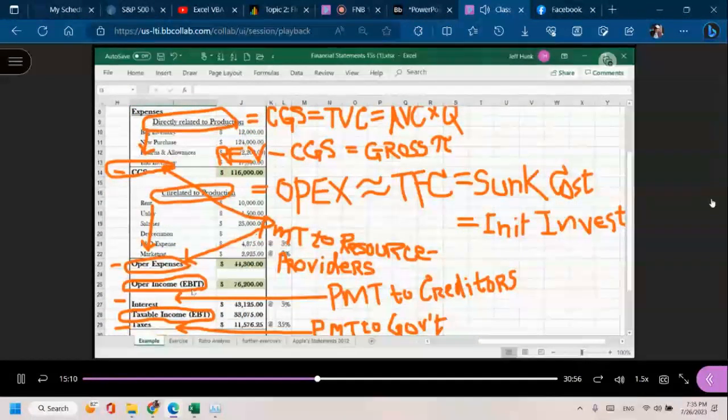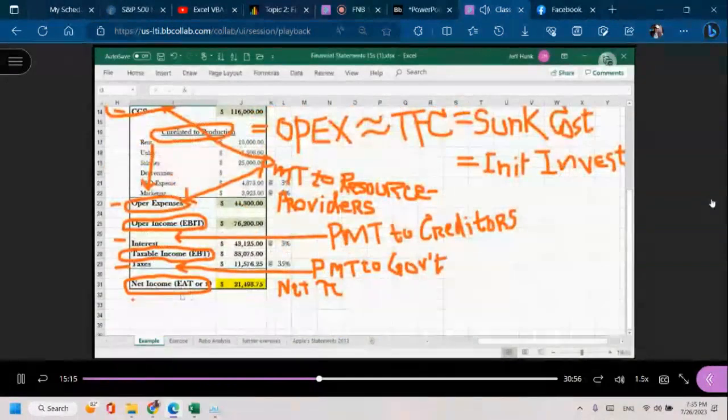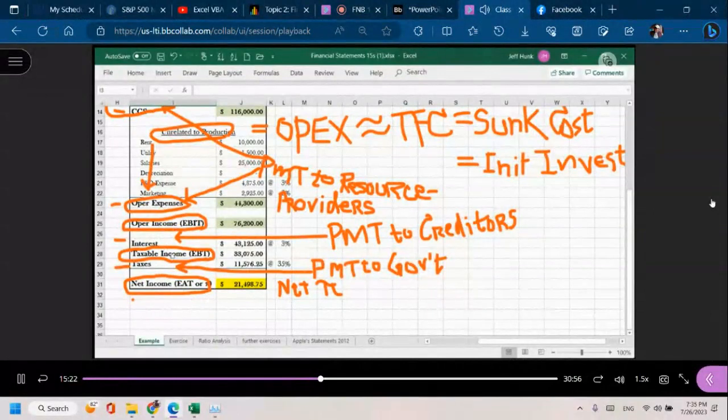So then EBIT is the true first measure of profitability. Of course, the final measure of profitability is the net profit, because before you pay taxes, this is not all yours. And before you pay out interest, it's not all yours, right?